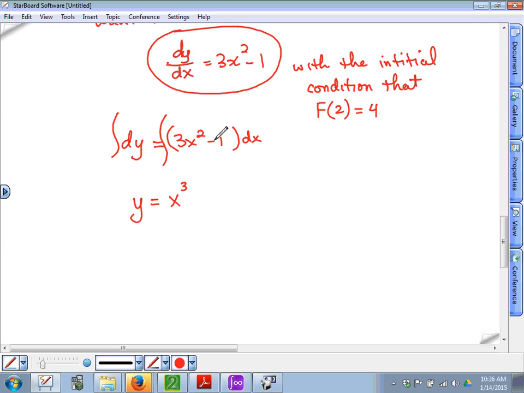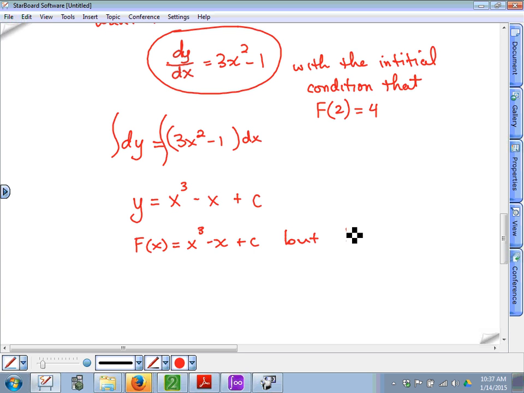What's the integral of 1? Wouldn't it be x? Now how do we verify that? What's the derivative of negative x? Negative 1. So the integral of negative 1 would be negative x. But we'd have to put a plus c, because this is the general solution. So now, instead of y, I'm going to call this capital F. Capital F is equal to x to the third minus x plus c.